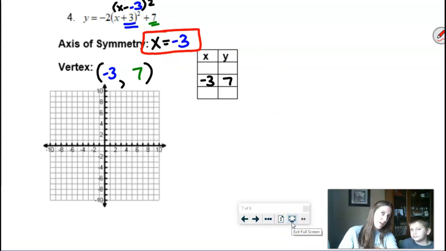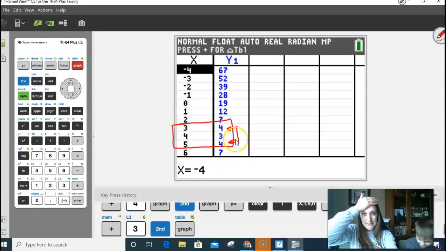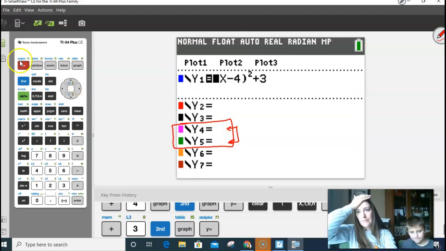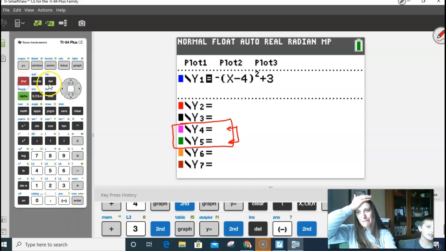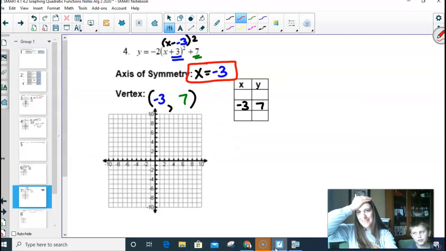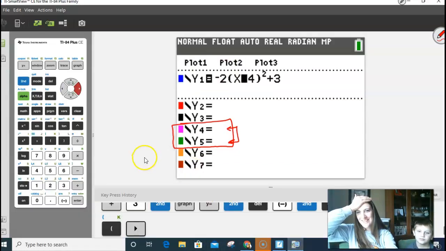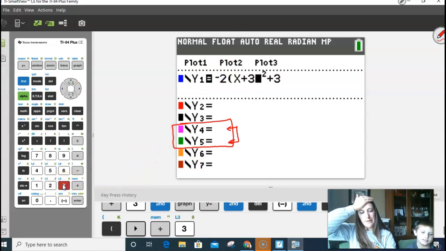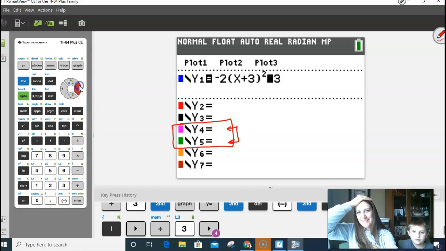All right, we got to remember this formula. Negative 2, x plus 3 squared plus 7. I'm going to insert... What was it again? Negative 2. I deleted my parentheses. Sometimes it's just not worth it to insert. All right, it was negative 2, x plus 3 squared plus 7.